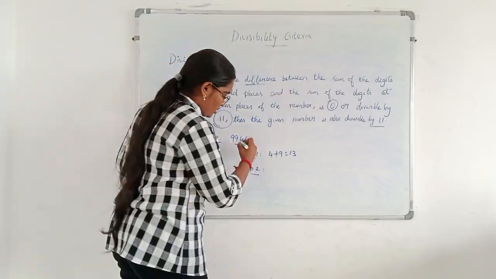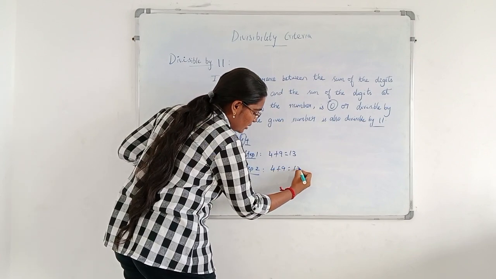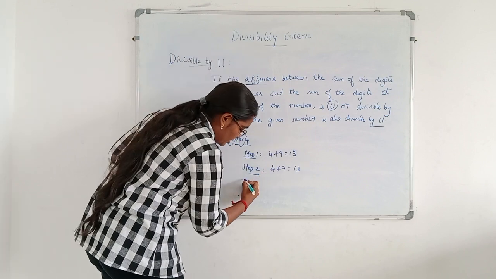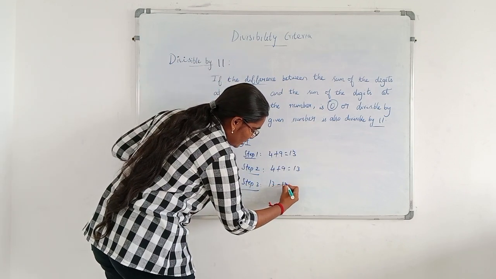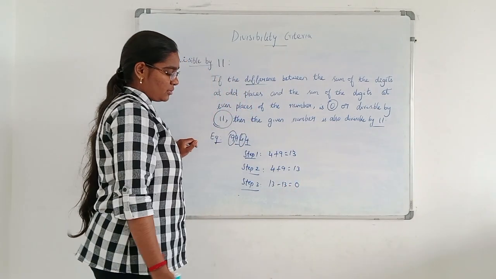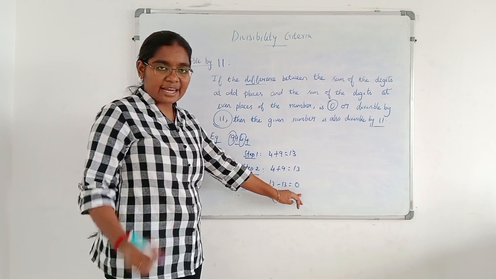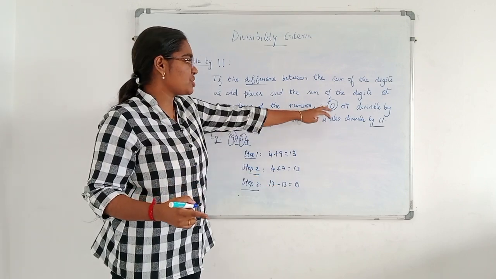Again, this 4 and 9. So, 4 plus 9, 13. Third step is you have to find the difference of these two numbers. So, step 3, 13 minus 13, you got 0. Okay. So, here the final answer can be a multiple of 11 or 0. That's what they have mentioned here.